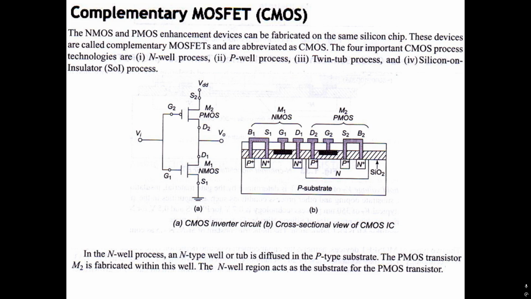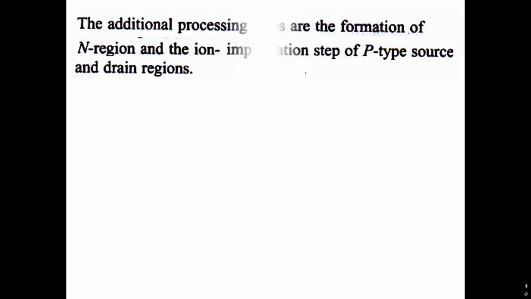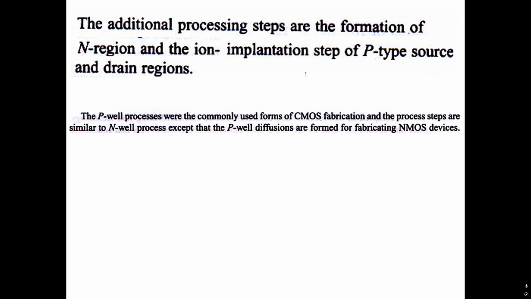In the N-well process, an N-type well or tub is diffused in the P-type substrate. The PMOS transistor M2 is fabricated within this well. The N-well region acts as a substrate for the PMOS transistor. The additional processing steps are the formation of N region and the ion implantation step of P-type source and drain regions. The P-well process is one of the commonly used forms of CMOS fabrication, and the process steps are similar to N-well process, except that the P-well diffusions are formed for fabricating NMOS devices.